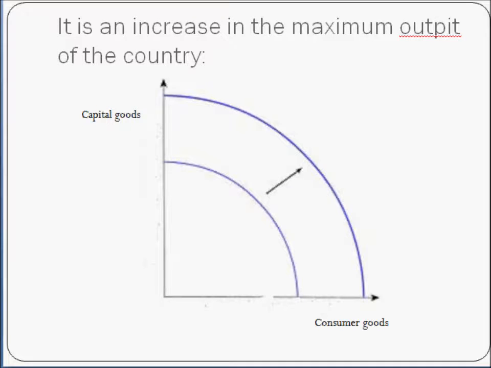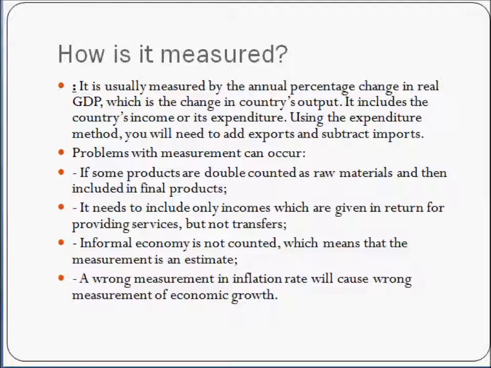This also includes avoiding using non-renewable resources and protecting the environment. Measuring economic growth: it is usually measured by the annual percentage change in real GDP, which is the change in a country's output. It includes the country's income or its expenditure. Using the expenditure method, you will need to add exports and subtract imports.